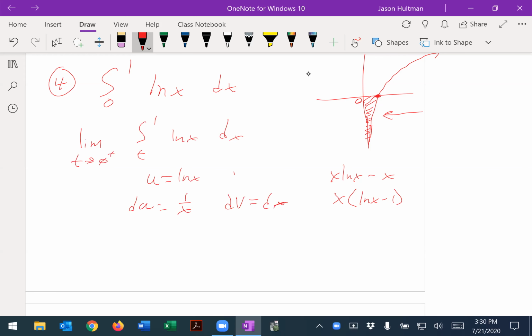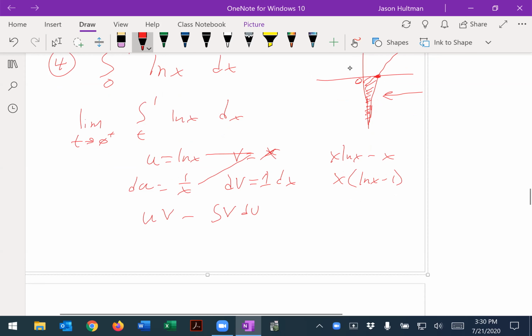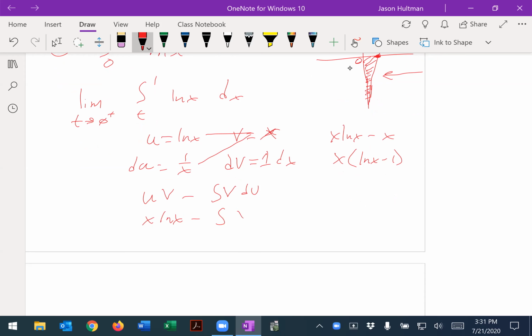What's v? Think of this as 1 dx. The integral of 1, yeah, thank you, Veronica, is just x. Something really nice happens here when I do uv minus the integral of v du. My u's and my v's look way too similar. It's uv minus the integral of v du. So this becomes x natural log x minus the integral of dx.